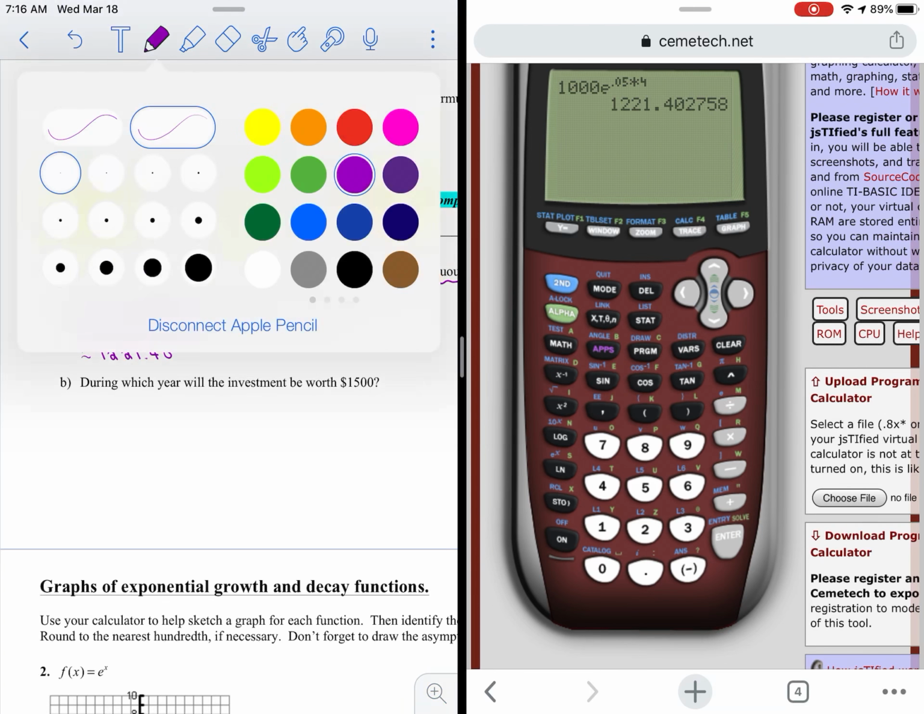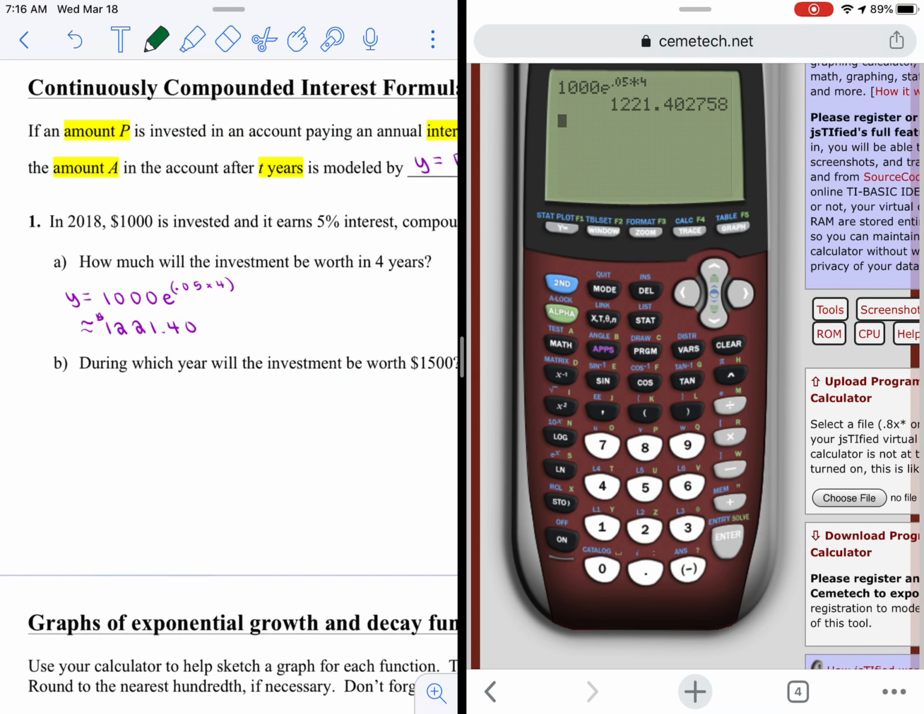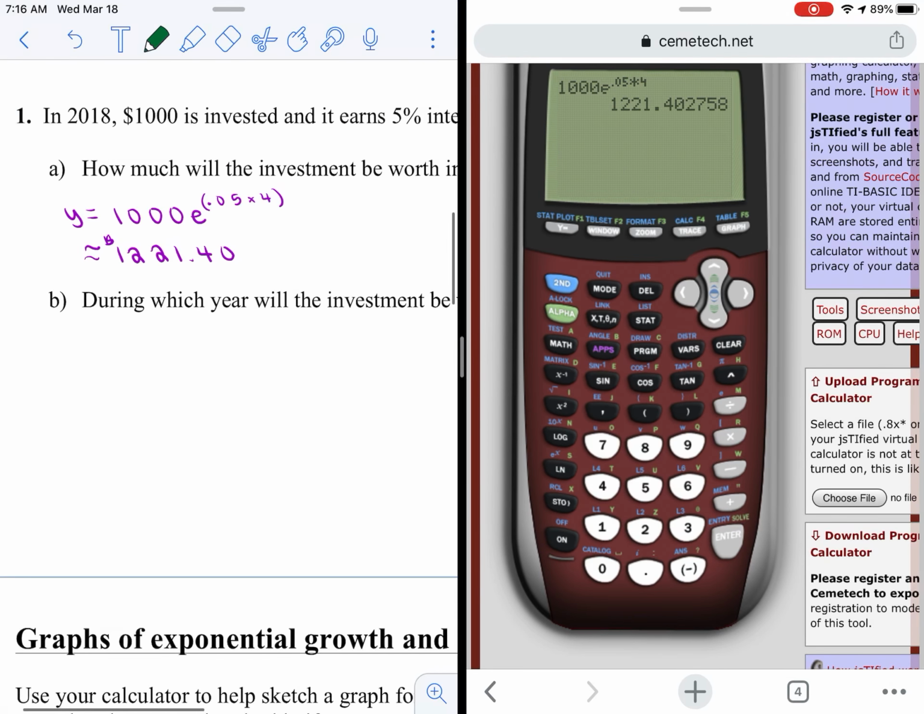Now, for part B of this, it says, when will it be worth $1,500? This is exactly what we did with the other notes where we used our calculator. We're going to let the left-hand side be 1,500 and the right-hand side be this 1,000 E to the 0.05. But remember, we're going to use a variable here, so X or T, but we want to make sure we're finding the time at which this happens.